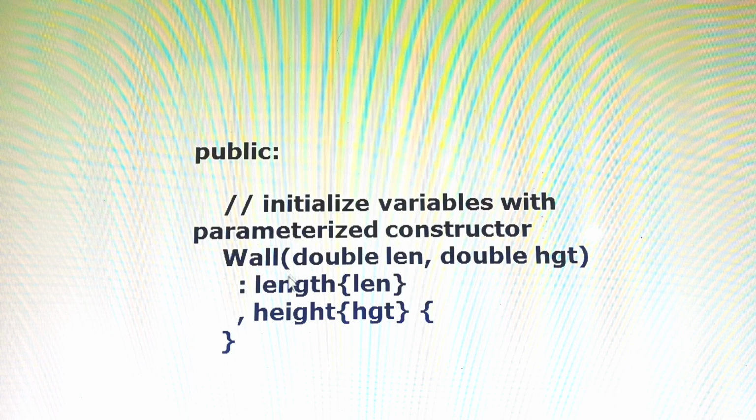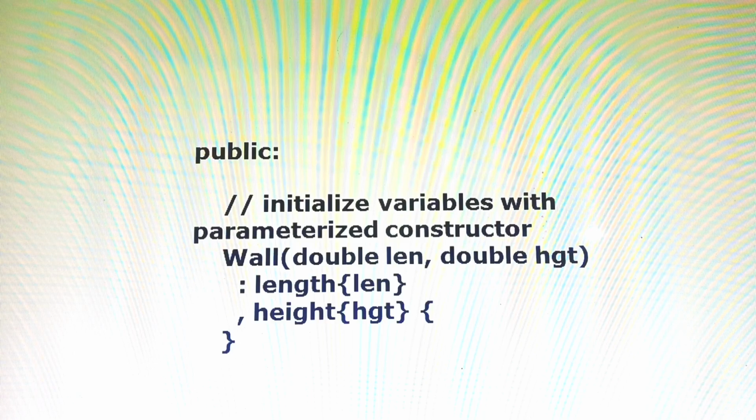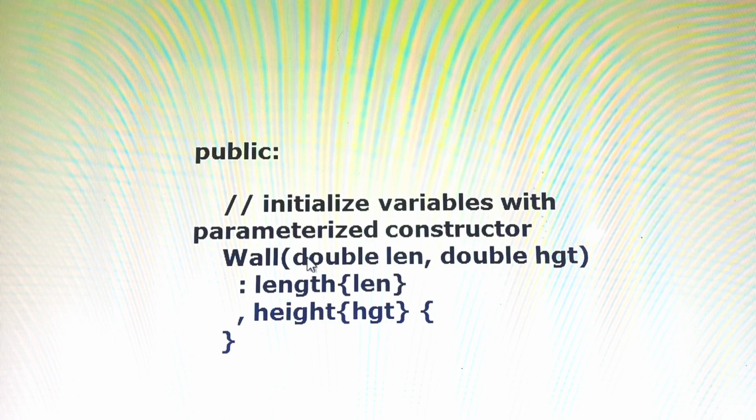Then initialize the variables with the parameterized constructor. Okay, public. First we have to initialize the variables with the parameterized constructor. The constructor name is wall, double len, double ht. This is the parameterized variable, the initializing variable for length and the initializing variable for height. Okay, passing the values and taking the length and height. Here, in the place of the value, we have to give the initializing variable. Okay, then the initialization of variables is over.